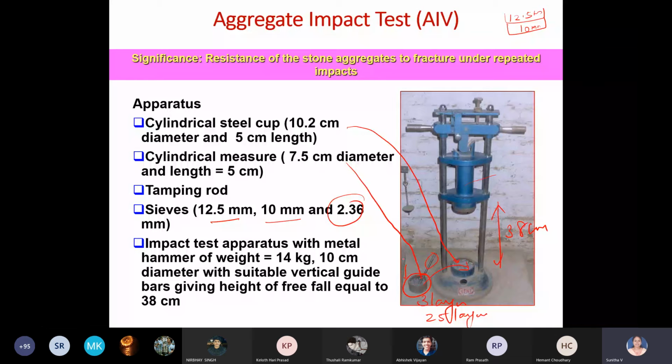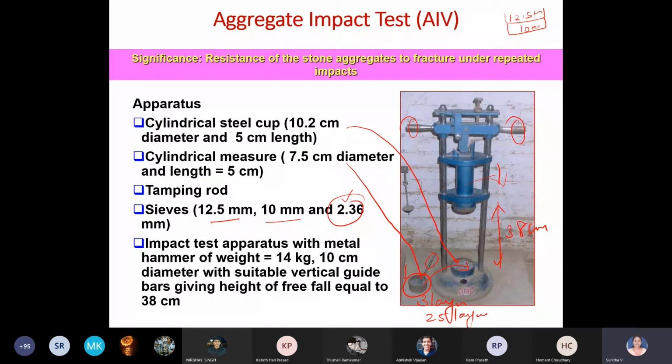After that, the aggregate should be transferred to the cylindrical steel cup. You can see a handle here. You have to hold it with this, and if you are lifting, this weight will drop here. Like that you have to give 15 blows for this sample. After giving 15 blows, take the sample and sieve it using the 2.36 mm sieve.